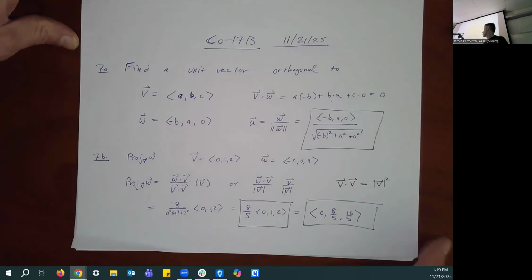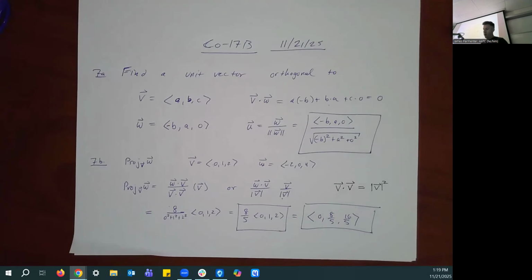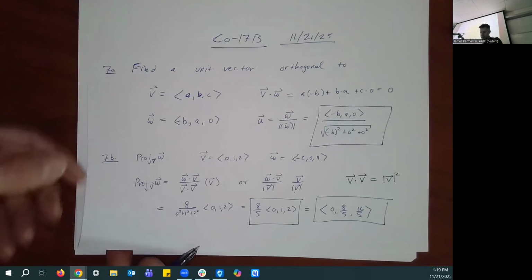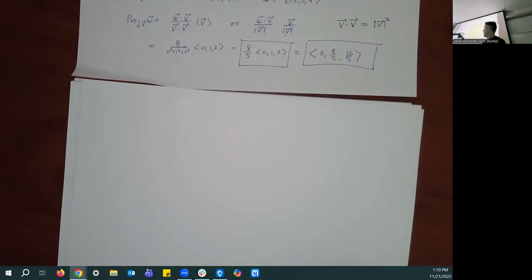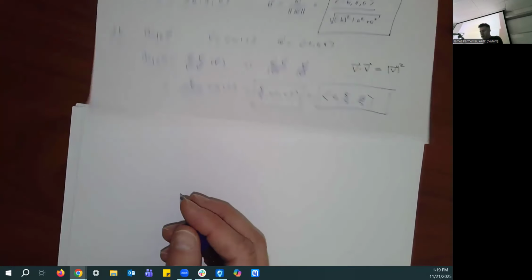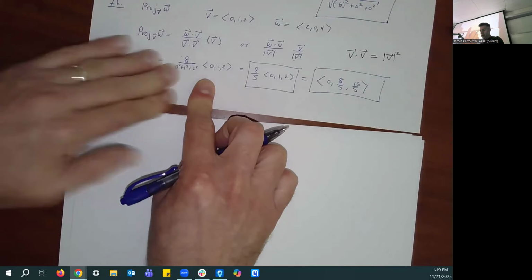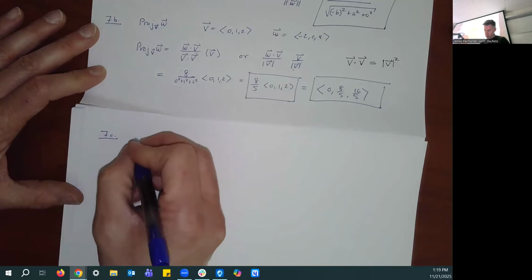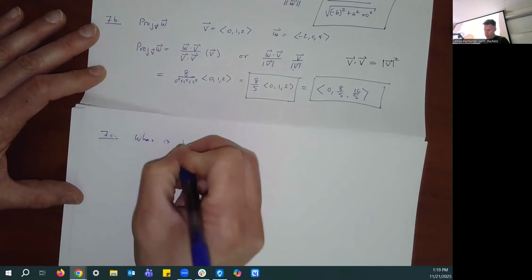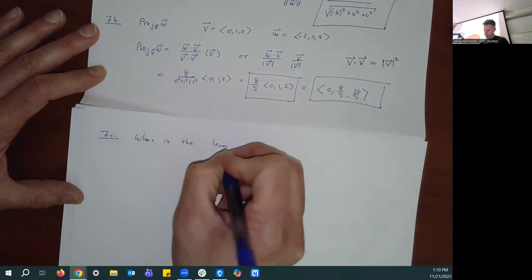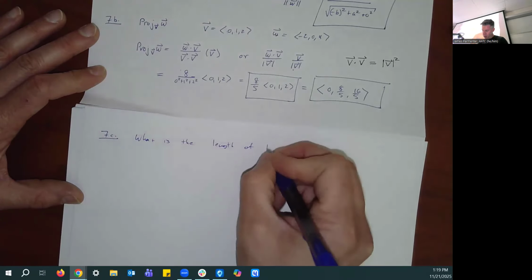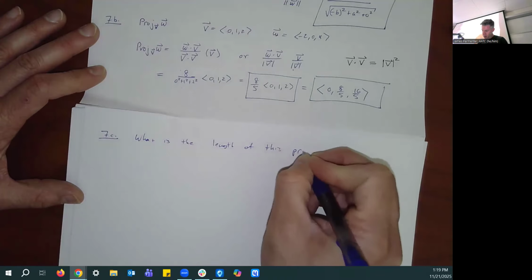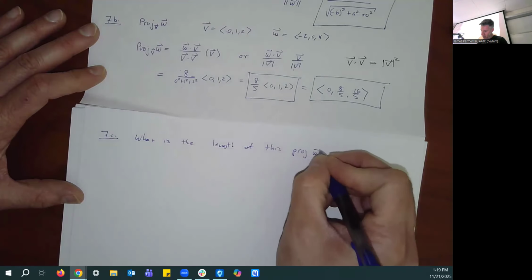Cool. Another question someone could ask about this, I would probably phrase it this way. So here's an add-on. Come on. This paper's bent. Okay, sorry. 7C. What is the length of this projection of W onto V?